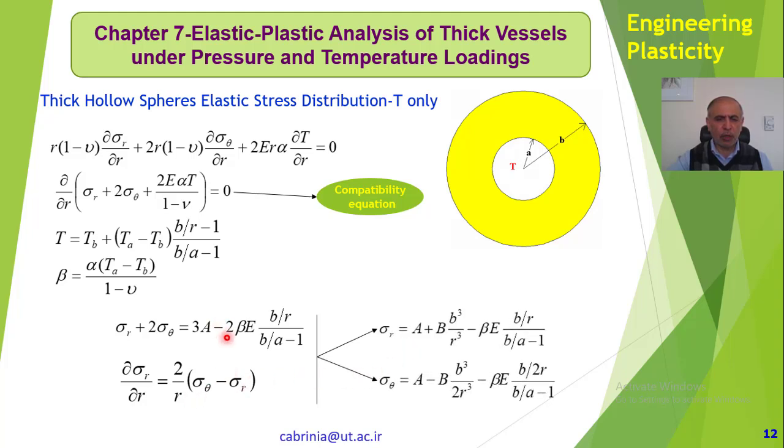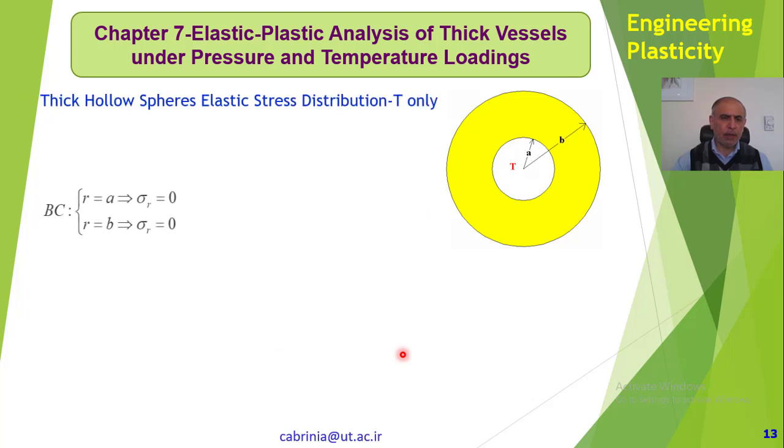From these two equations we can get sigma r and sigma theta by integrating this, so that we have this A plus B, A minus B here, just like before, but the relationship is different here because we have a temperature distribution, a temperature source, heat source, and we put these boundary conditions.